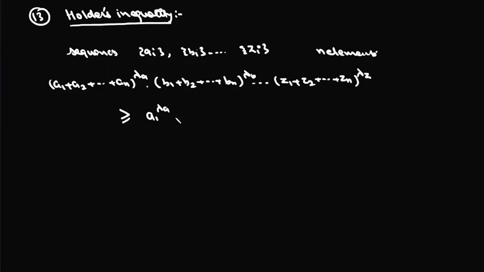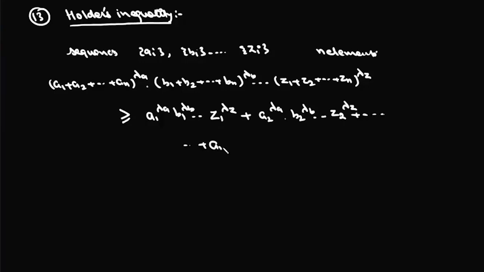a1 to the power lambda a, b1 to the power lambda b up to z1 to the power lambda z plus, in the same way, we'll write it for a2, b2, z2. So a2 to the power lambda a, b2 to the power lambda b up to z2 to the power lambda z will continue up to an to the power lambda a, bn to the power lambda b up to zn to the power lambda z.